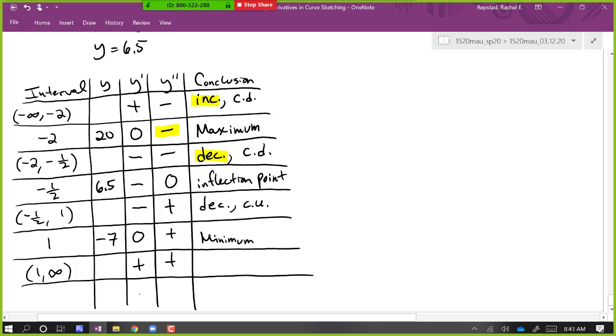How about from 1 to infinity? What's going on at our last interval? Great. Okay. We've got all of our conclusions. Everything's organized nicely. Now we can get a sketch. Let's begin.